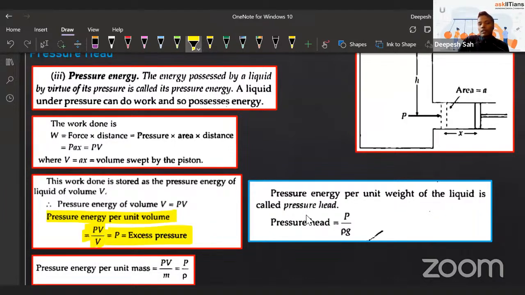We can also call this excess pressure. Of course, if you don't have pressure in the pipes, the water will not go up to a higher height. Imagine it in this way: water is going above in a pipe.